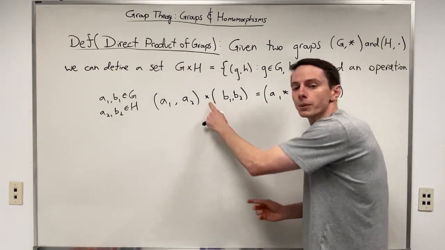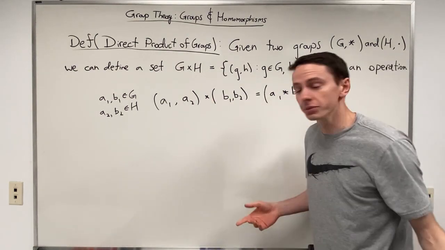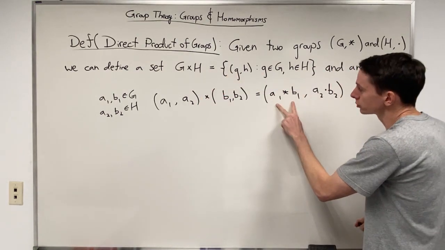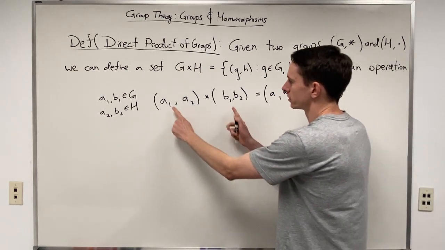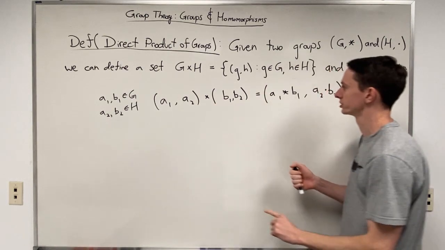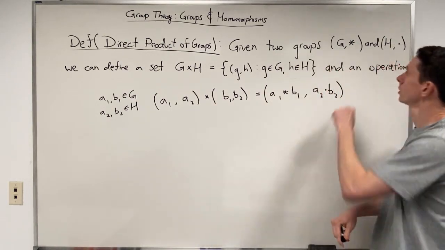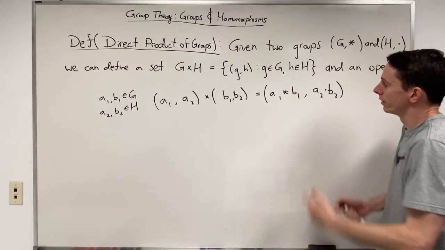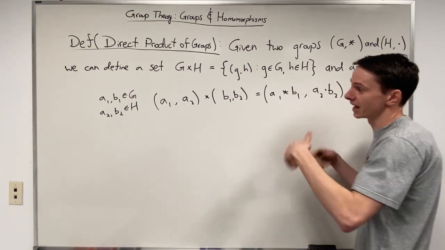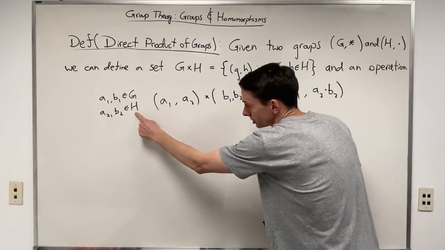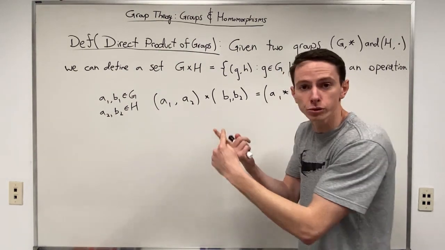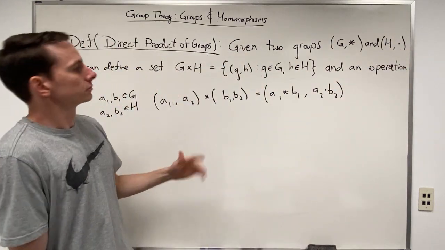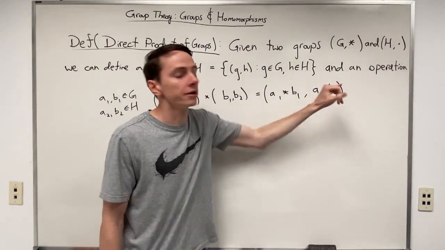If we take this operation times, the way it's going to be defined is that it produces a resulting ordered pair where the first input is just the elements of G acting on each other. And how do elements of G act on each other? Well, through the asterisk operation. So A1 asterisk B1. And then the second element of the ordered pair takes the elements of H and operates on those according to the group operation defined right here by dot. So we'd have A1 asterisk B1 and then A2 dot B2.